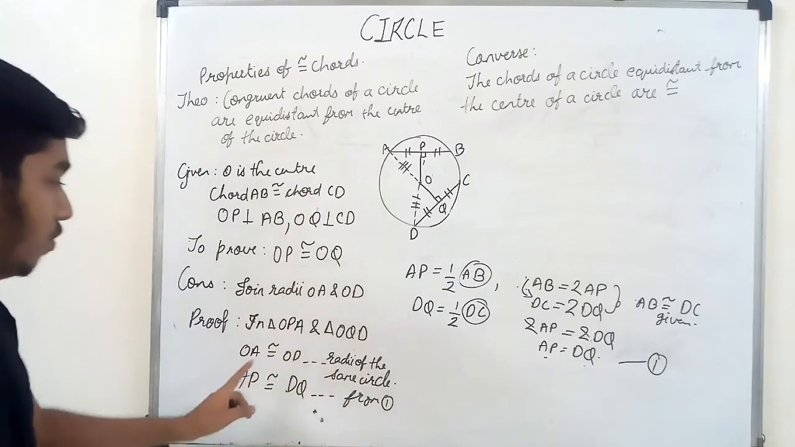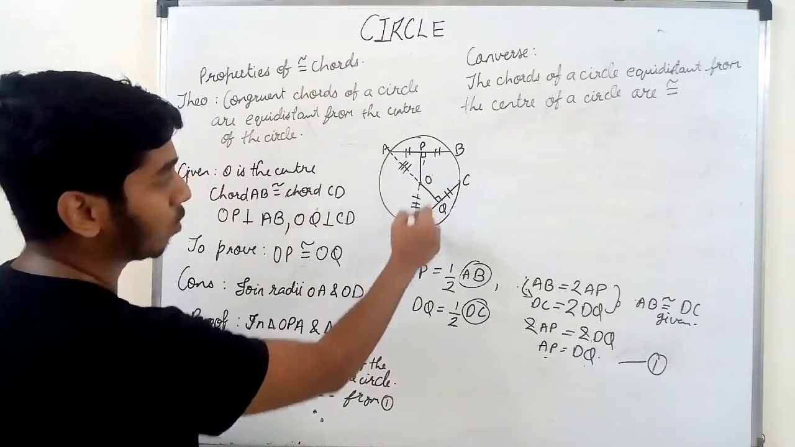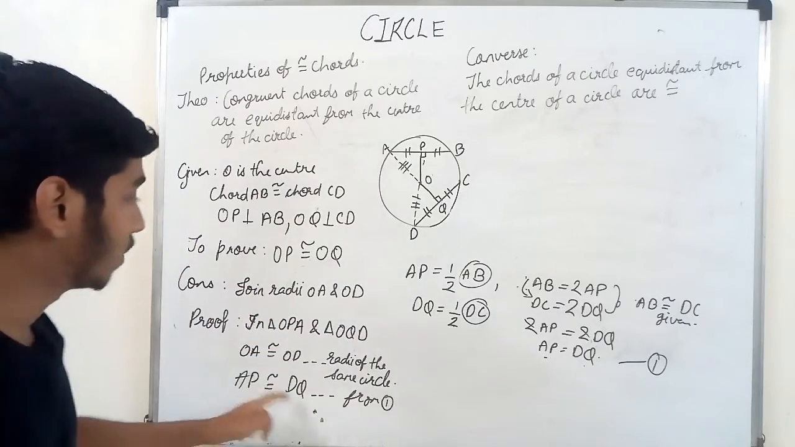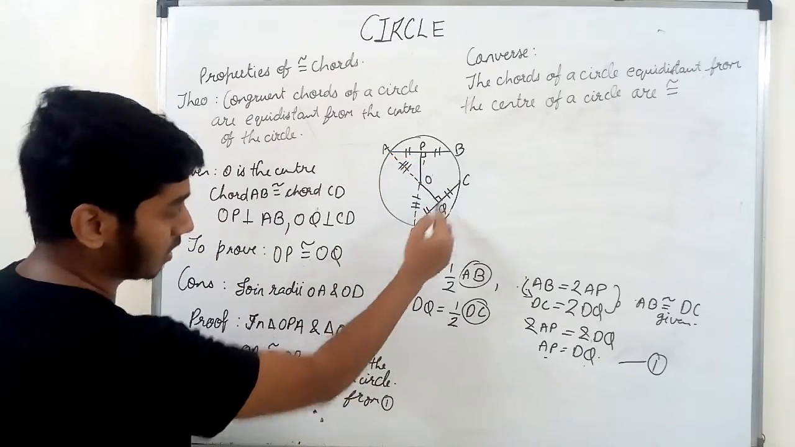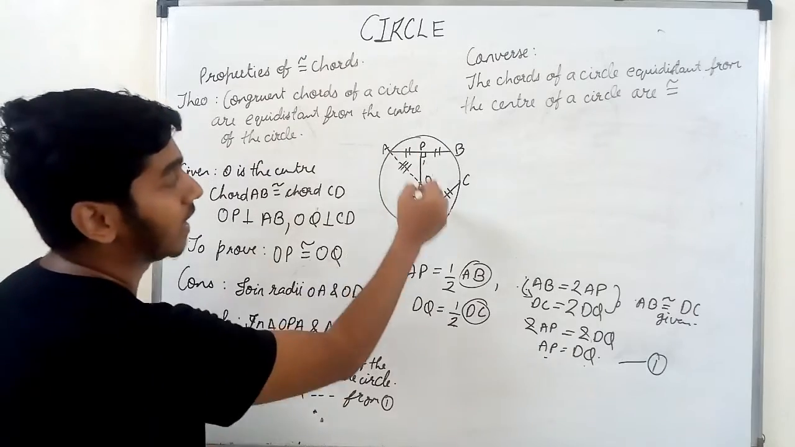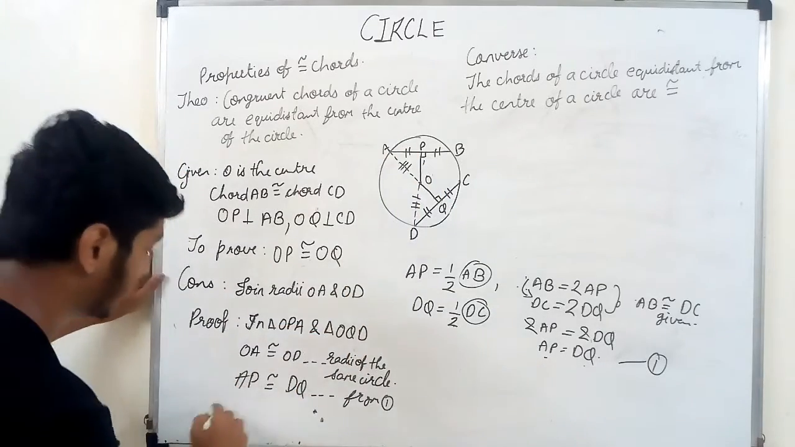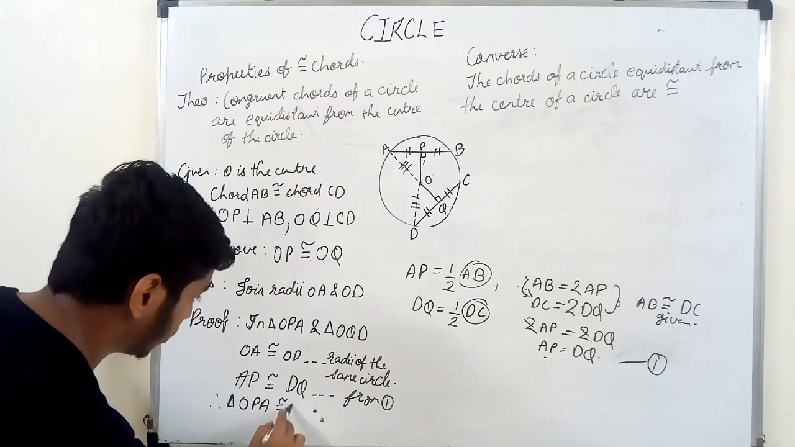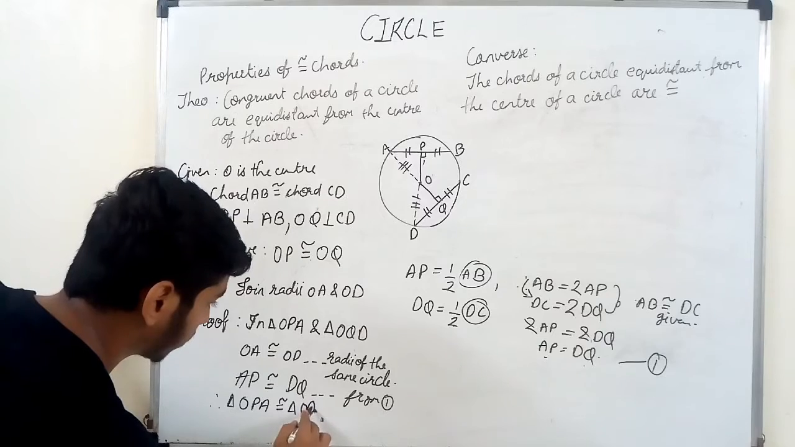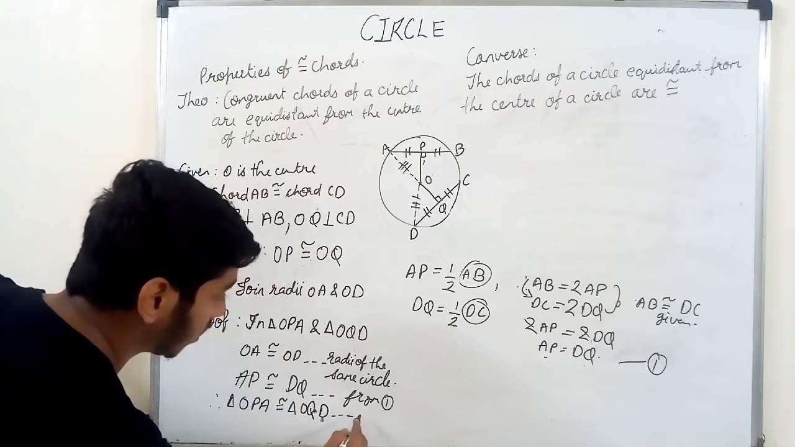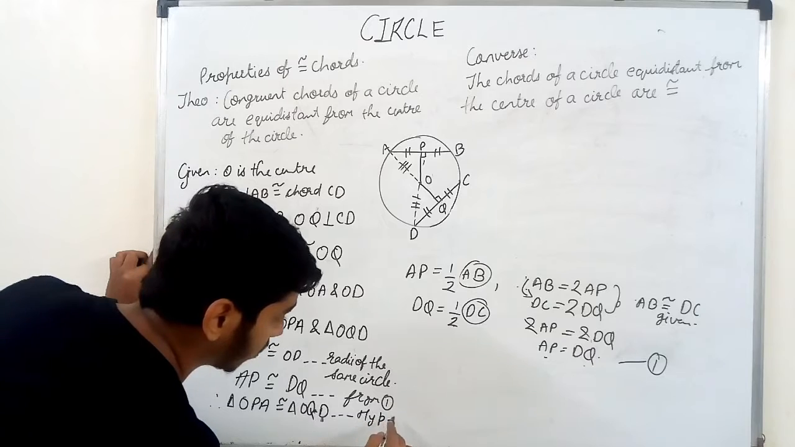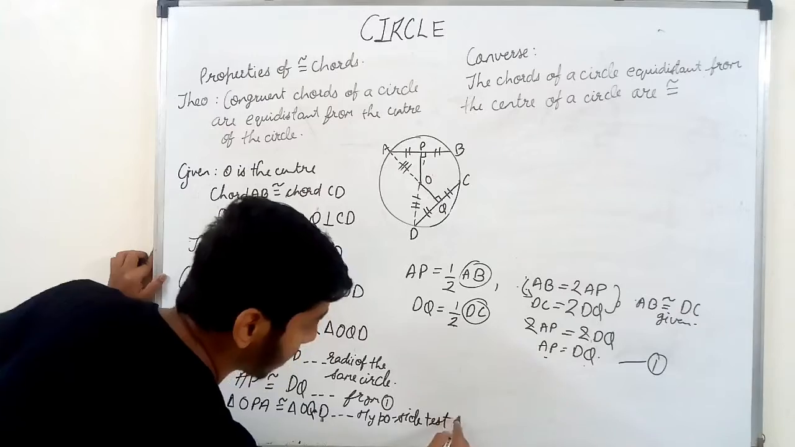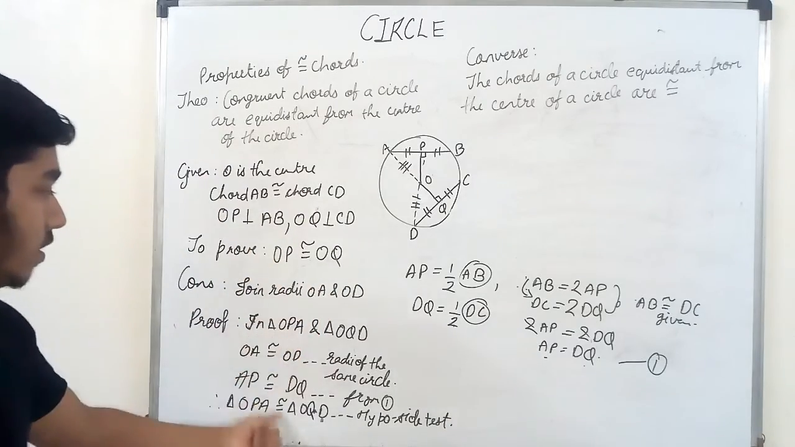Okay, therefore if you see OA and OD, they both are congruent, means the hypotenuse is congruent. Okay, and one of the sides, which is AP, is congruent to DQ. So one of the sides is also congruent. So we can say therefore triangle OPA is congruent to triangle OQD by hypotenuse side test. Okay, so I hope you understood.